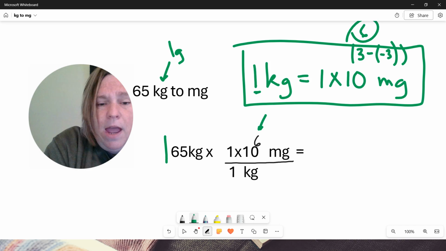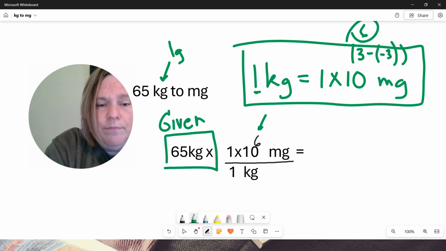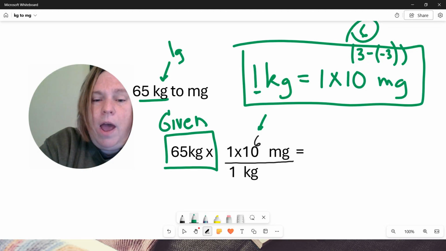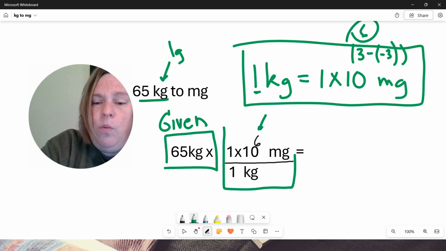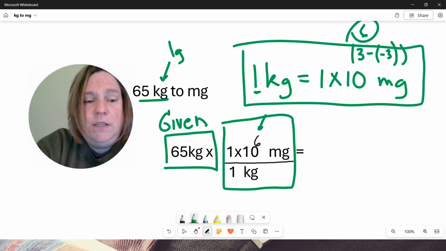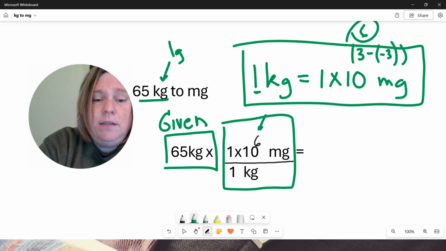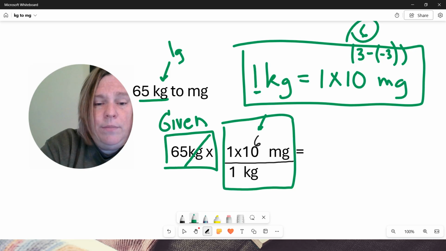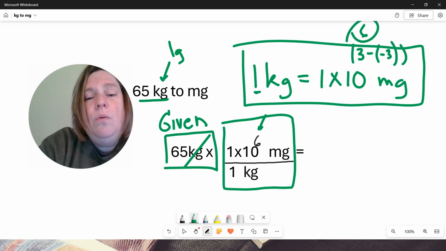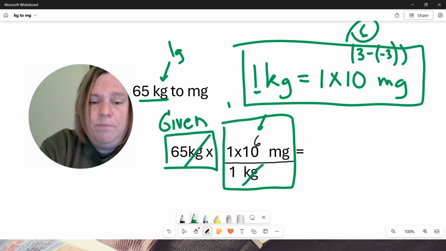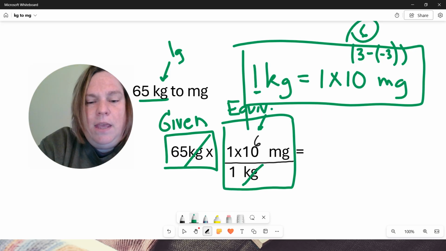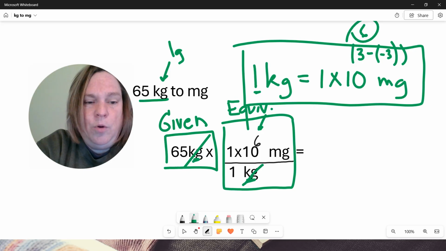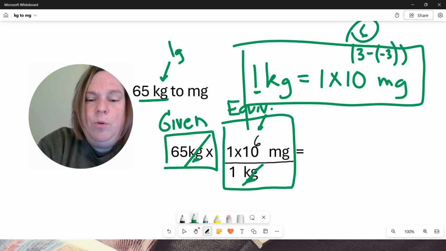First of all, we write down our given. This is what is given to us in the problem, right here. Now, I'm going to multiply by the equivalency of these two units such that the given kilograms will cross out with the kilogram in the equivalency. So this is our equivalency. And I put the kilogram in the denominator right here so that it'll cross out with the kilogram in the numerator. And then, of course, in the numerator, I have the milligram.